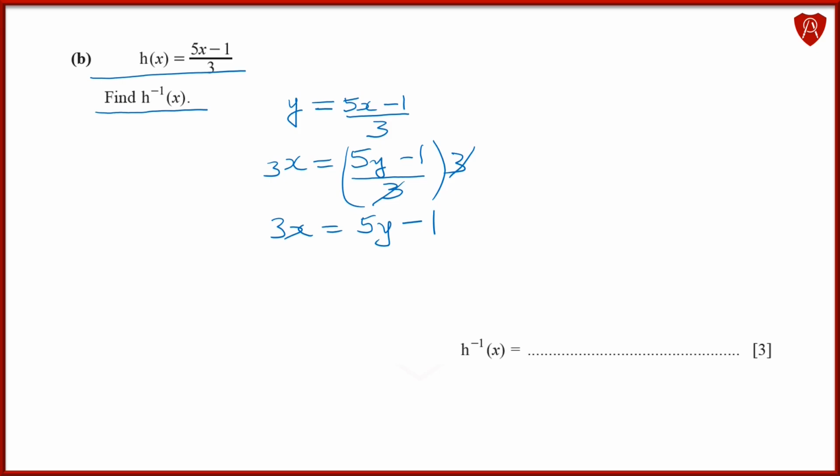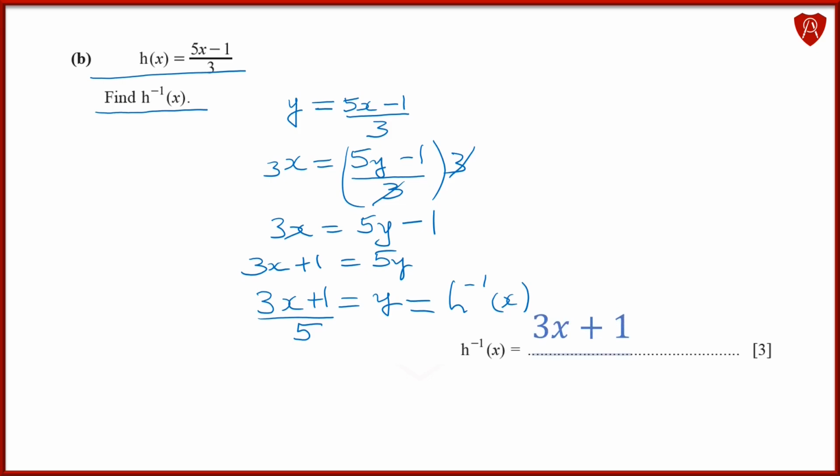Add 1 to both sides. 3x plus 1 equals 5y. Now all we require is divide both sides by 5 to get y equals 3x plus 1 over 5, which is our inverse function. That's what should go into our answer box.